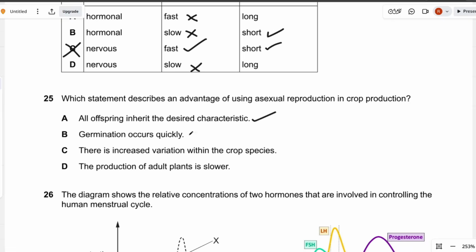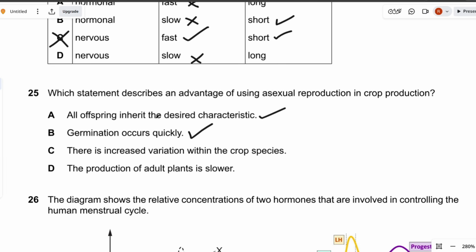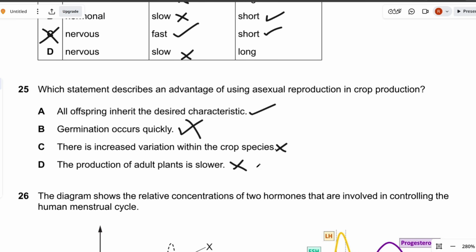Germination occurs quickly. That has nothing to do with asexual reproduction. There is increased variation within the crop species. Because asexual reproduction produces identical offspring, the offspring will not have any kind of variation within them, so this is wrong. The production of adult plants is slower. That is actually also wrong because asexual reproduction happens very quickly and doesn't really need much energy or a partner or the plant to grow from just being a seed up to being an adult. So producing an adult is much more energy and time consuming in sexual reproduction than in asexual reproduction. Therefore, the correct answer is A.